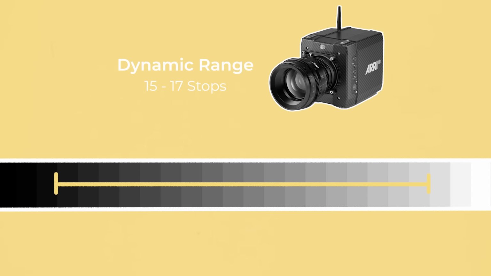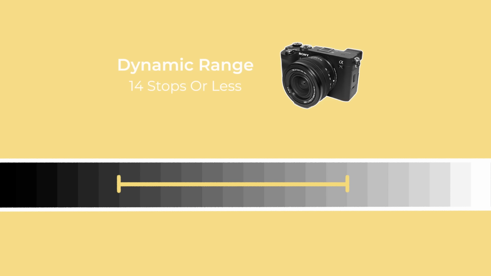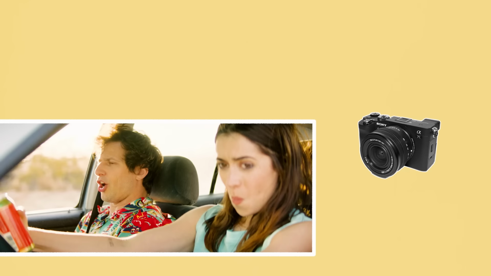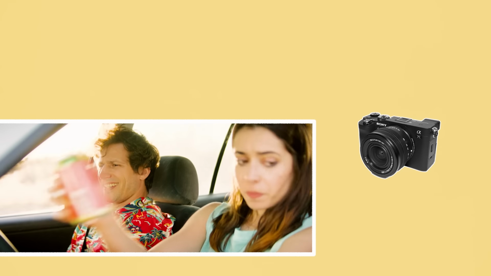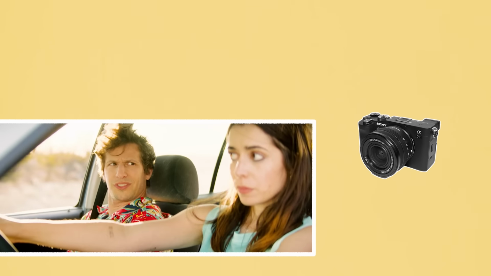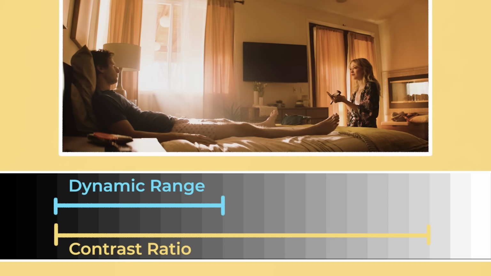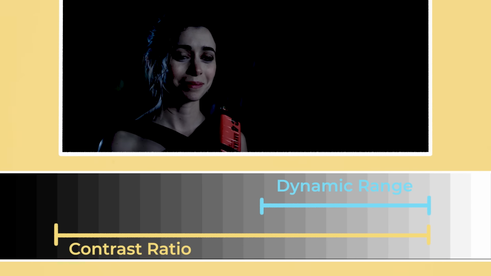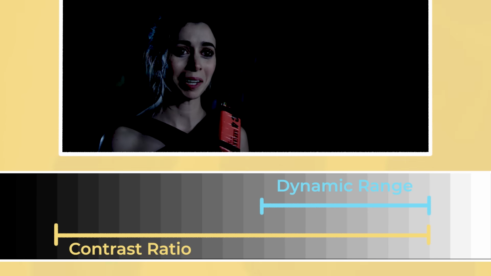Modern digital cinema cameras usually have around 15 to 17 stops of dynamic range, while consumer video cameras may have less than 14 stops. This is one of the reasons that it may be more difficult to achieve a balanced exposure on cheaper cameras. If the strength of the contrast ratio exceeds the dynamic range of the camera, then the image will either blow out and turn to pure white, or it will get crushed and turn to pure black.